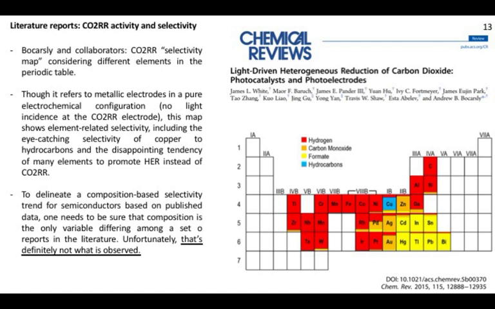So this here is still for metal electrodes. We are not talking about semiconductors yet. And this is really beautiful. It's a selectivity map using the periodic table. So this might be a first thing to do if you are looking for materials to convert CO2.